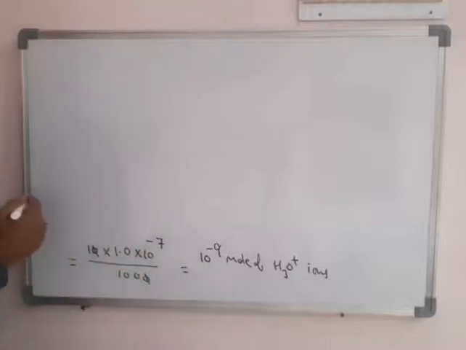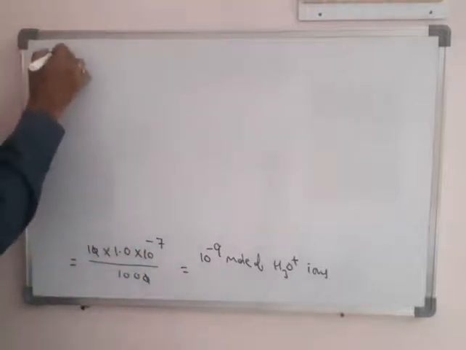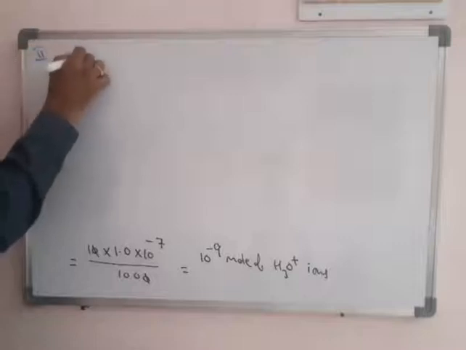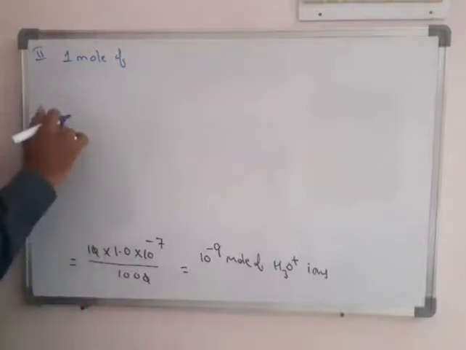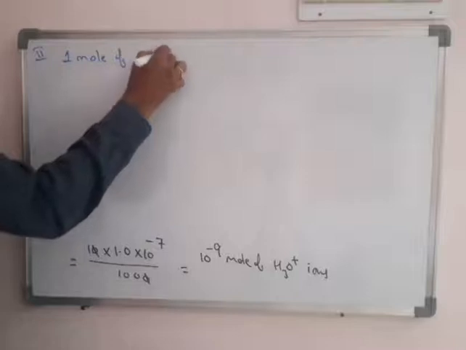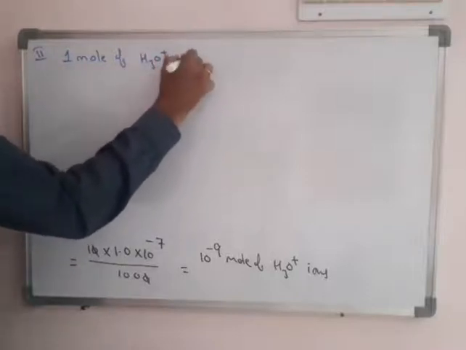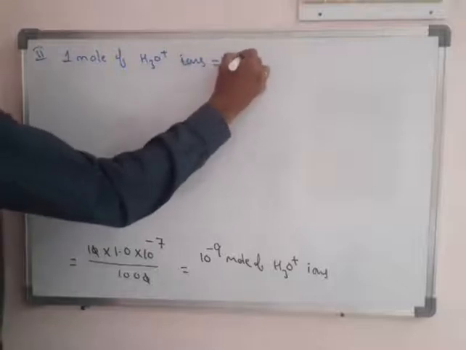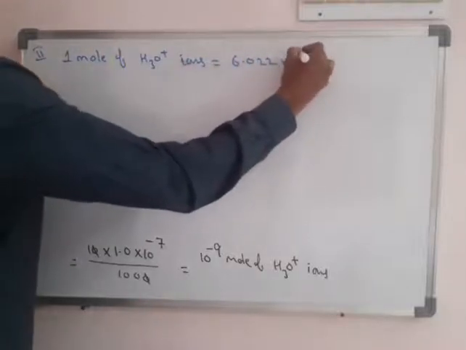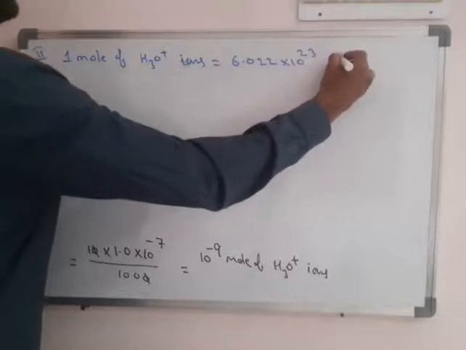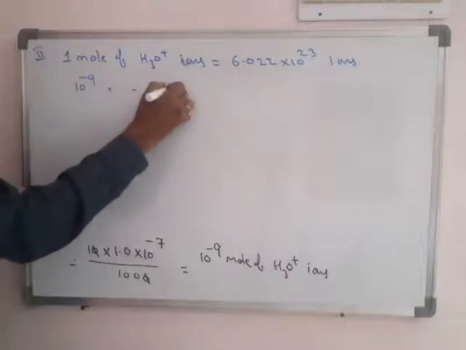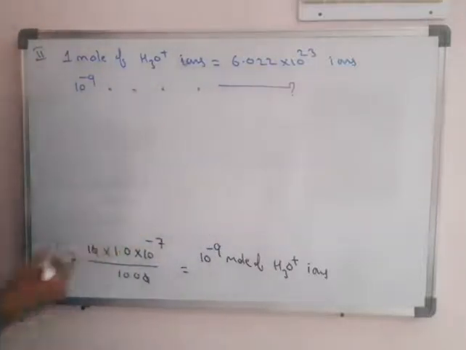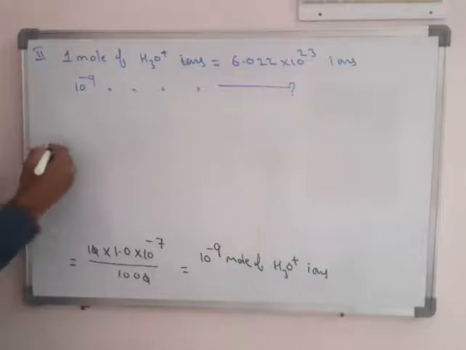Means, so again make it a second step. Okay. 1 mole of H plus or 1 mole of any compound equals, okay, 1 mole of hydronium ions equals, what is the number? Avogadro number, 6.022 into 10 power 23 ions. Then what about 10 power minus 9 mole of H3O plus ions means how many ions in terms of number?